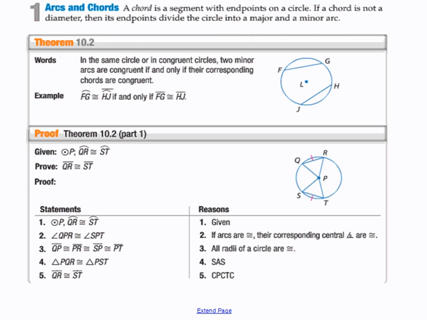This theorem says that if these two arcs are congruent, then these two chords are also congruent. So that's basically one of the theorems that we have. If the arcs are congruent, then the chords are congruent.